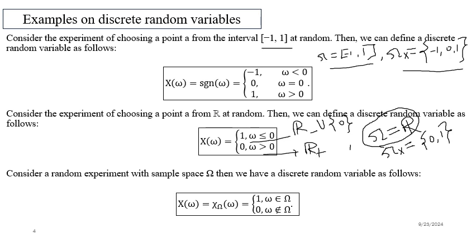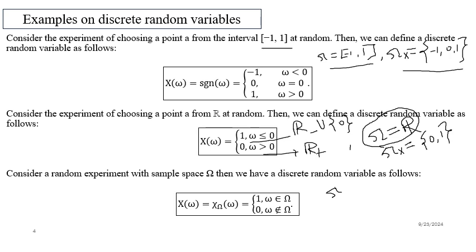Another name you can call it is the indicator function. It tries to indicate membership. Later this example will come along. This notation we call chi, the Greek letter chi. So chi is again a random variable, and here what is the domain?